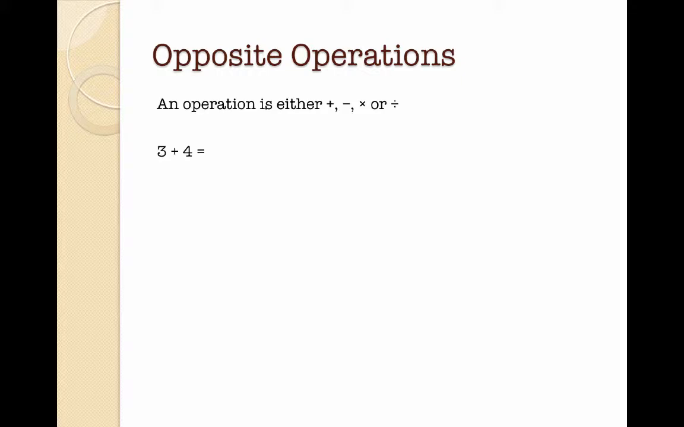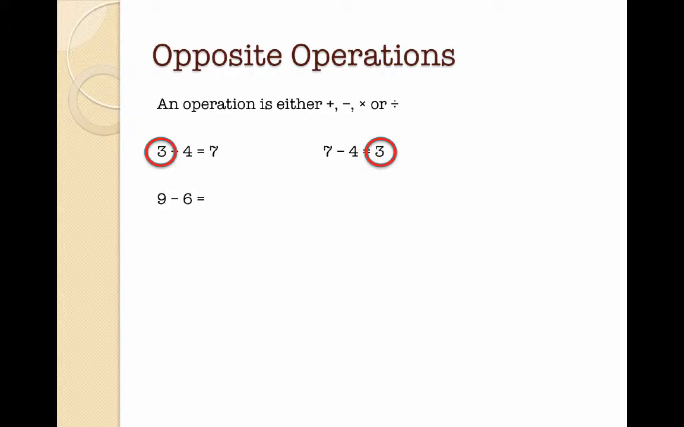Let's say I had an expression 3 plus 4. I know the answer is 7. Now, if I started with 7 and did the opposite operation of plus, that is take away 4, I would end up with 3, which is the number that I started with. So by completing the opposite operation, I end up with what I started with.